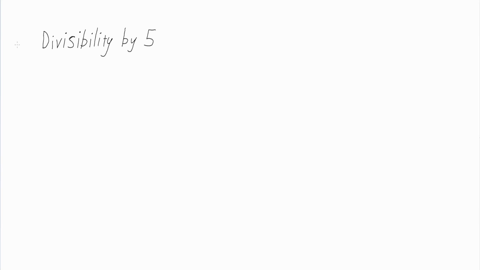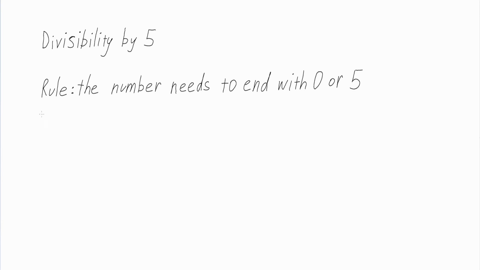Now let's talk about divisibility by 5. The rule for a number to be divisible by 5 is that the number should end with 0 or 5. Let's look at an example. Here we have the number 10,955. We can confidently say that it's divisible by 5 because it ends with a 5. The product of 5 and 2,191 will be 10,955.